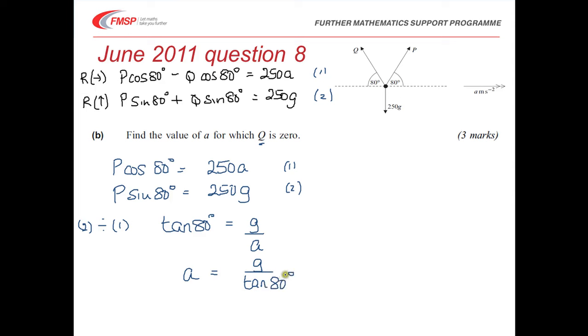Of course g is 9.8. So we can take g to be 9.8 meters per second squared and divide it by the tan of 80, and you would get 1.728 and a bit more. But remember, give your answer to 3 significant figures if you haven't been given any other information. So that means that A is equal to 1.73 meters per second squared.